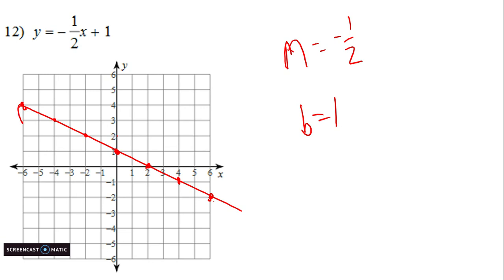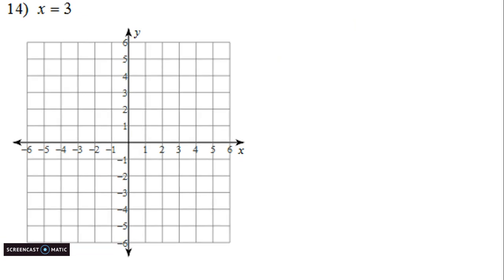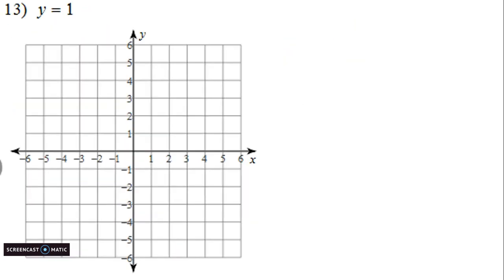Looks pretty good. Draw arrows on both ends, and we're good to go. 13, 14, 15, 16, just a few left. Do it. Y is 1.